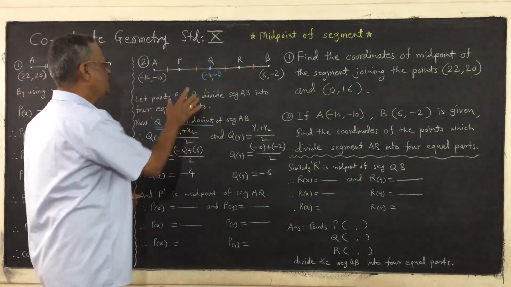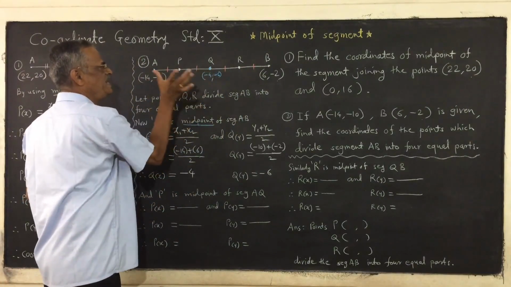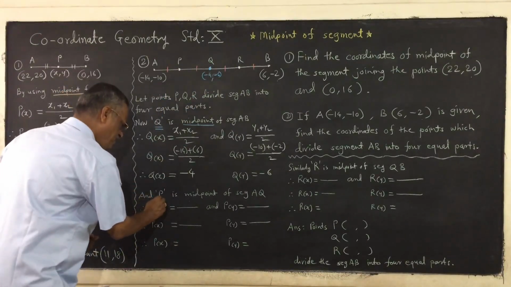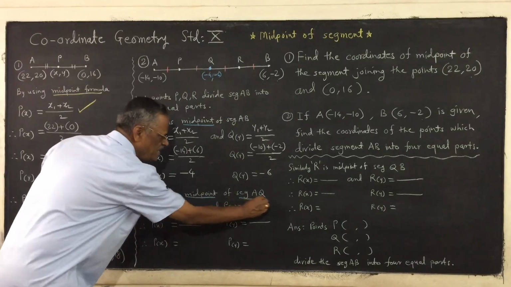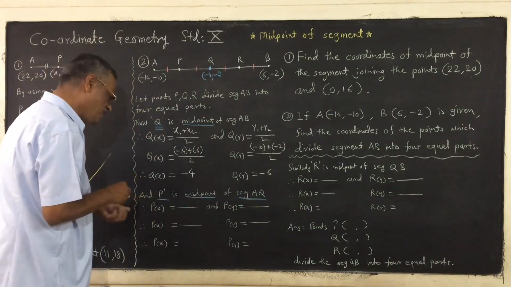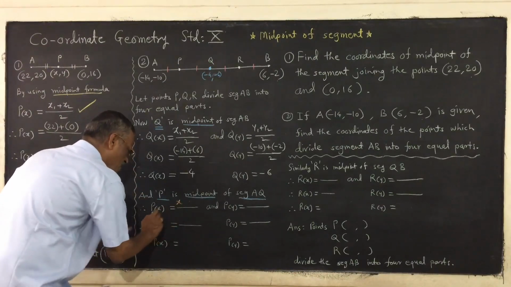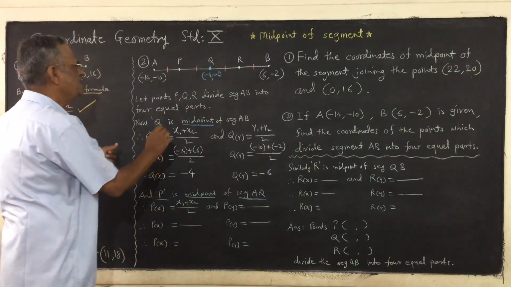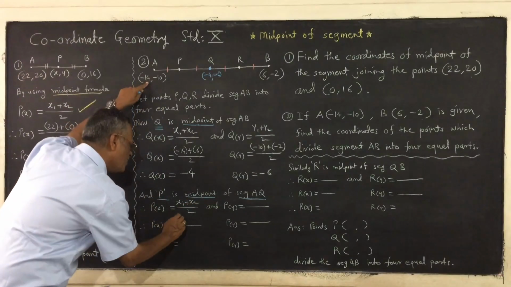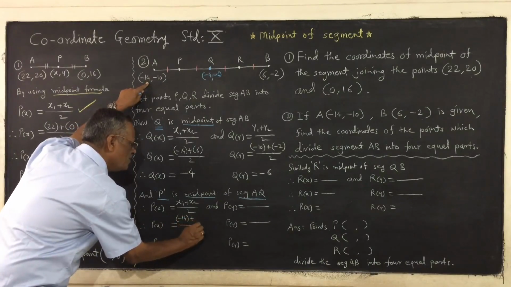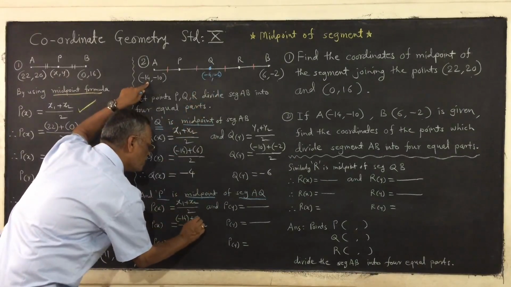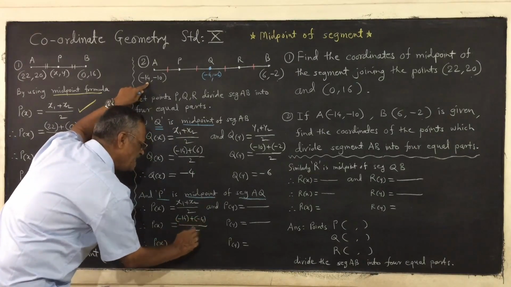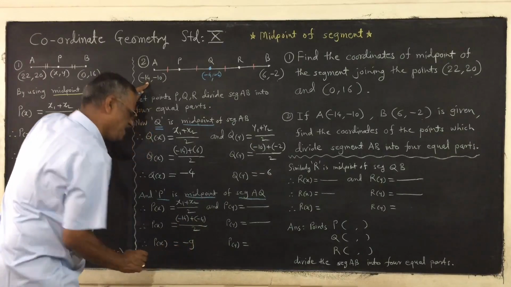Now, interesting: consider segment AQ, where P is the midpoint. So P is the midpoint of segment AQ. Use the same formula. The x coordinate of P is (x1 plus x2) upon 2. What is x1? Minus 14 plus minus 4, upon 2. So minus 18 upon 2 is minus 9.